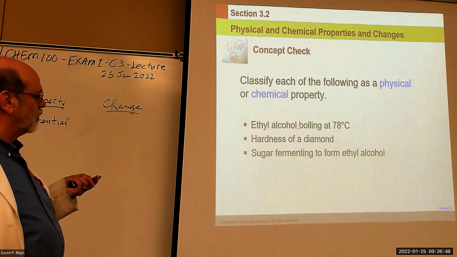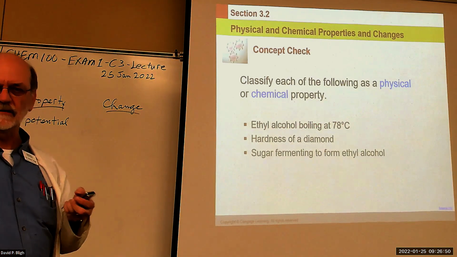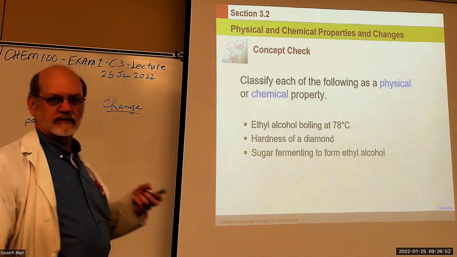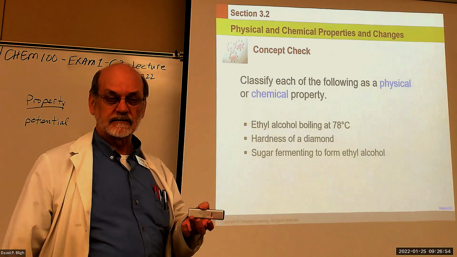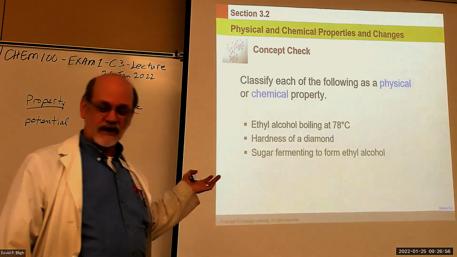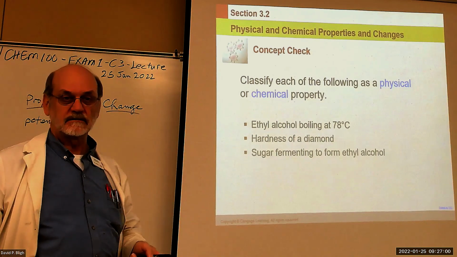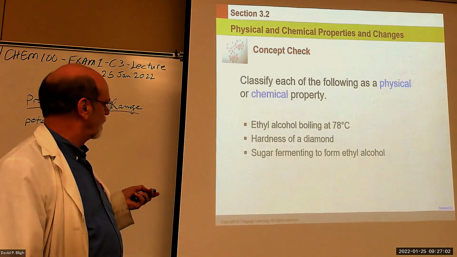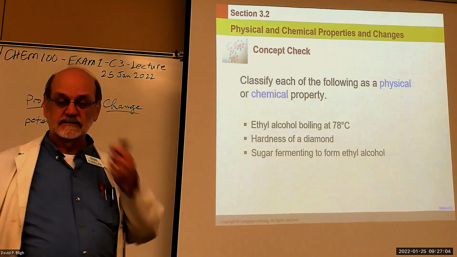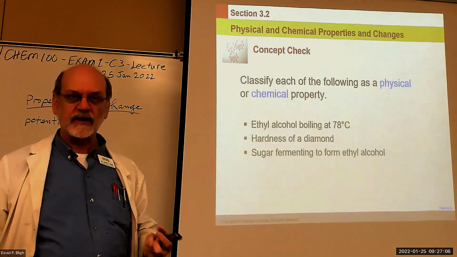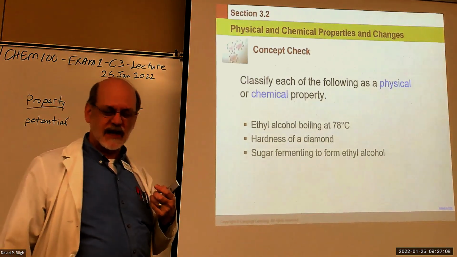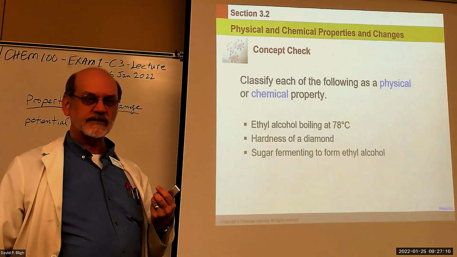Ethyl alcohol has a boiling point of 78 degrees centigrade. That's a physical property, right? If we boil it, it's still ethanol. It's still ethyl alcohol. That hasn't changed. Hardness of a diamond. That's a physical property, right? You're not changing diamond. In fact, you're using it to scratch a surface.